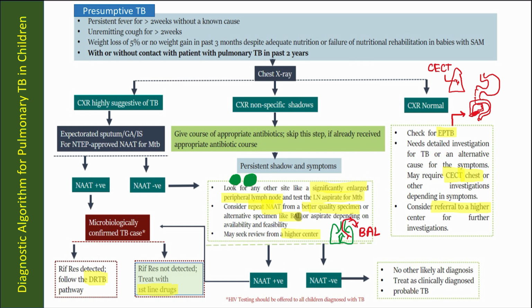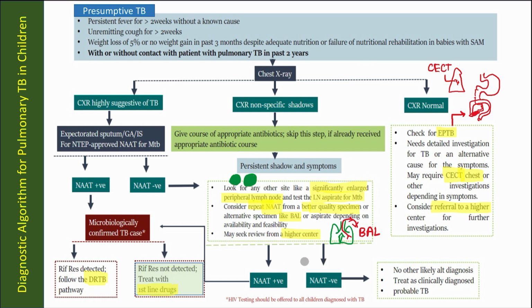What could be the possibilities? Maybe your sample was not that good. So you can do a better sample, that is BAL. BAL is your bronchoalveolar lavage for this case. Suppose after doing CBNAAT from this BAL, the NAT result came out to be positive, then we still consider it as microbiologically confirmed TB, and once again the same protocol, drug resistant or drug sensitive.